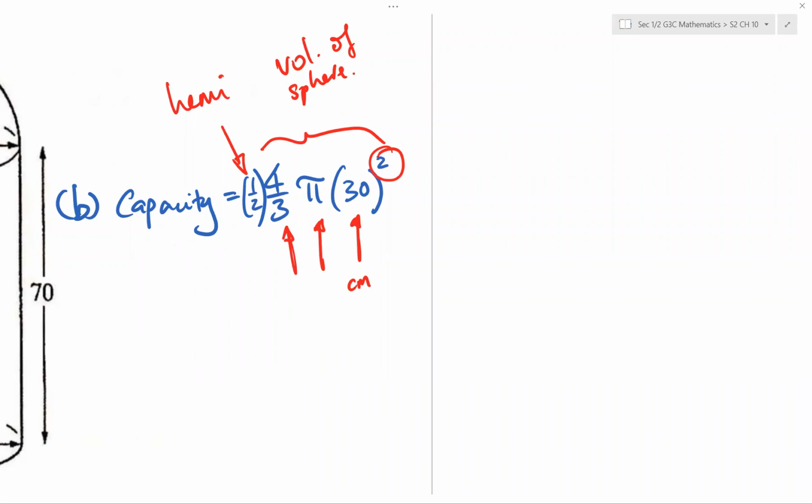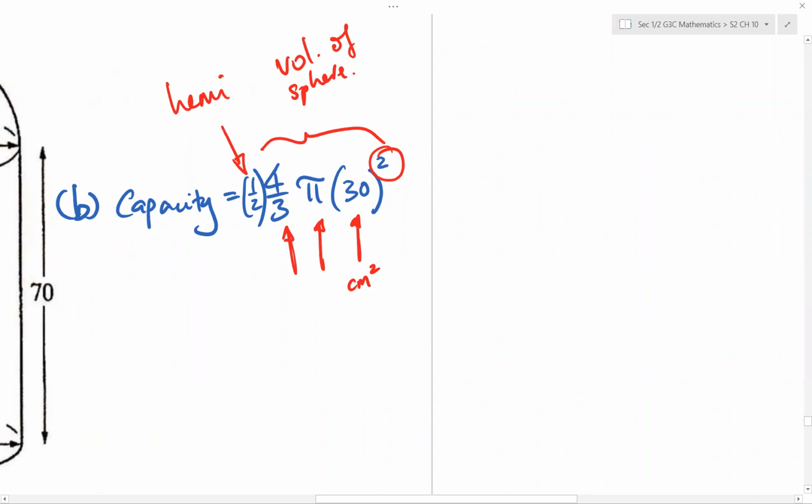What happens when you square a cm? Come on, trust your instincts. What do you get when you square a cm? Very good, cm square, right? Okay, when you square the cm, you get square centimeters.